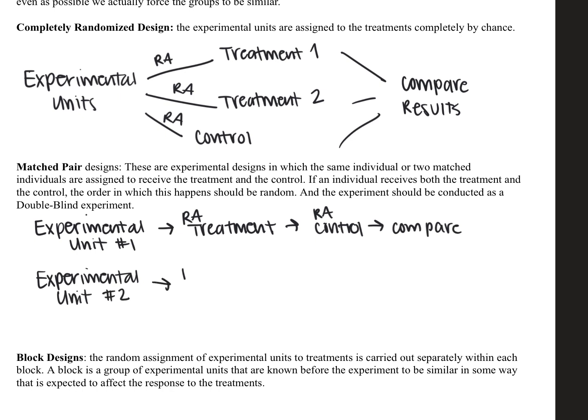They maybe get randomly assigned to the control group, and then to a treatment group, and then you can compare the results. And then you would keep going for every person that's in your experiment.